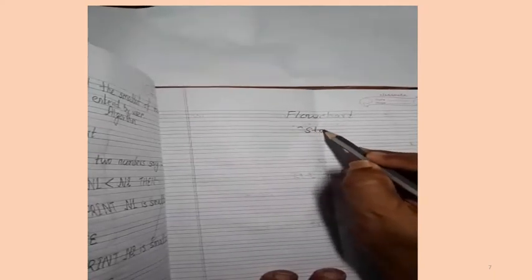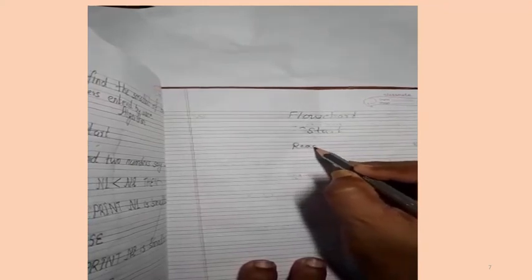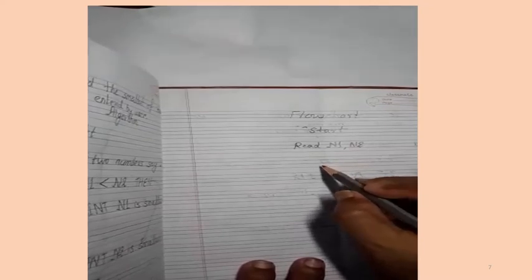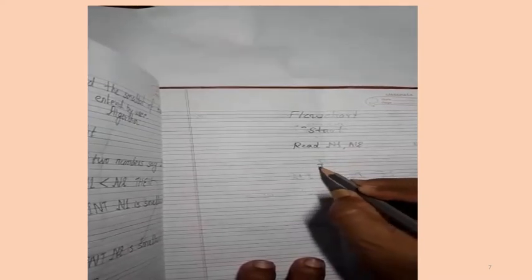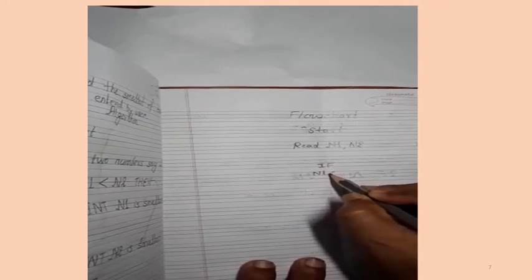So start, then read or input are the same. Read n1, comma n2. Now we have to give the condition. So if n1 is less than n2. First I am writing the statements. Okay, now let me draw the figure here.